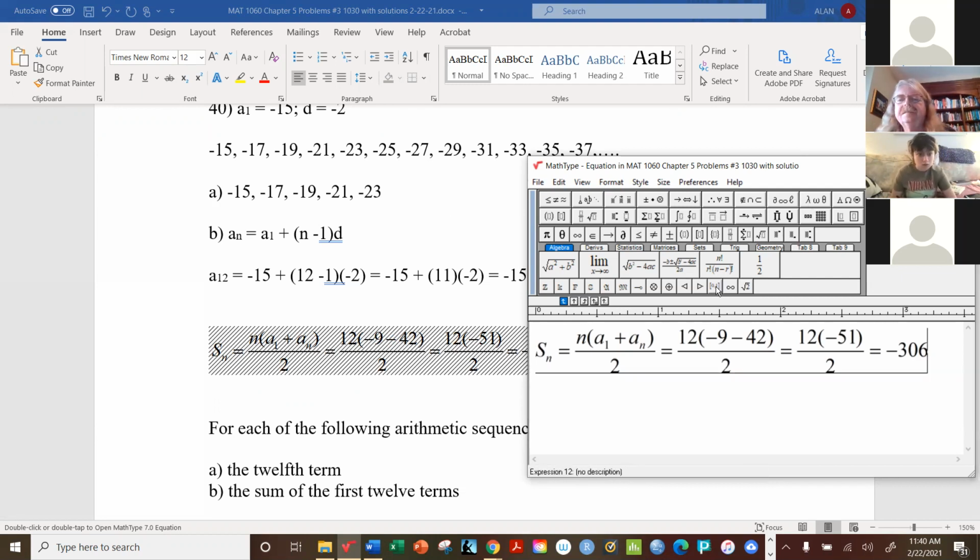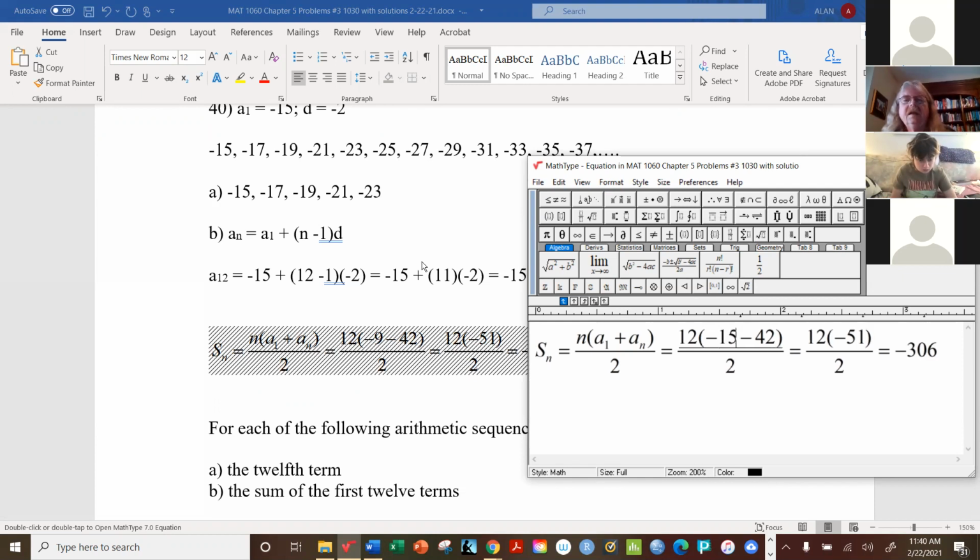We've got negative 15 and negative 37. So here, oh boy, it's going to be almost the same. That's right, negative 312. That was just a coincidence.